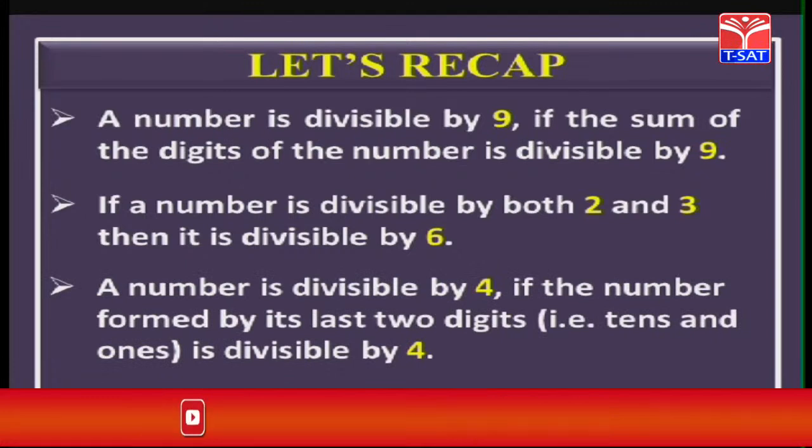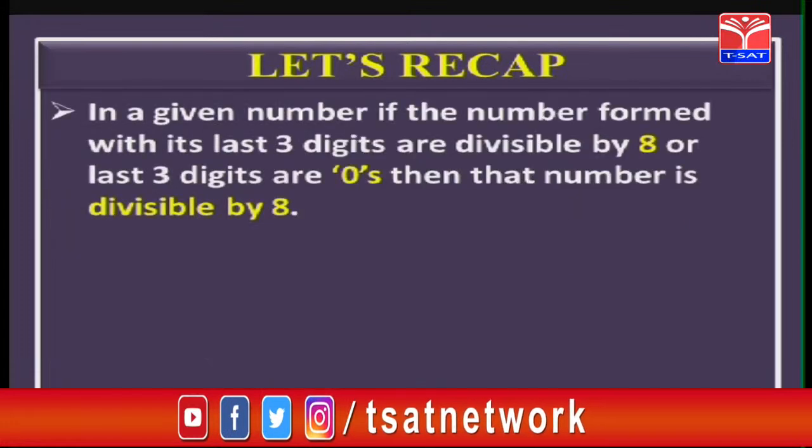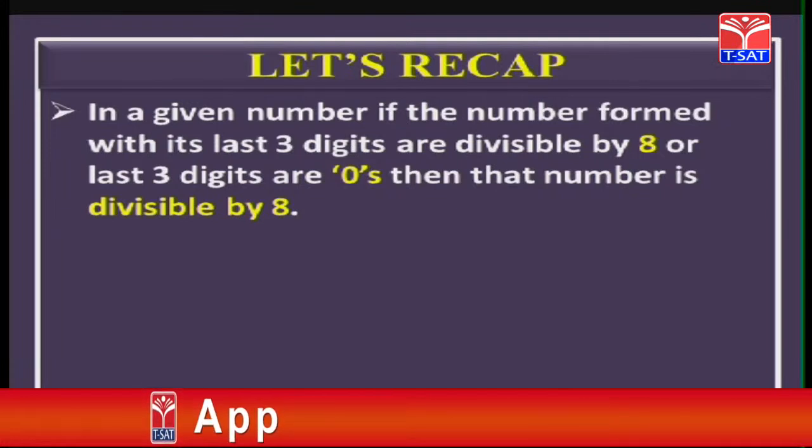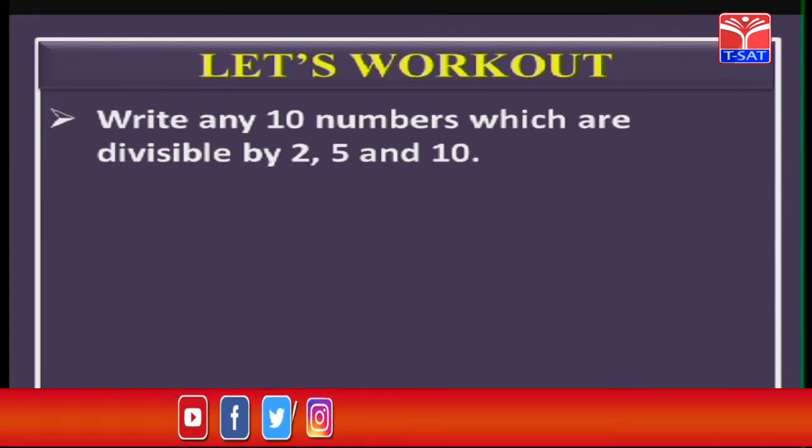A number is divisible by 4 if the number formed by its last 2 digits is divisible by 4. In a given number, if the number formed by its last 3 digits is divisible by 8 or zeros, then the number is divisible by 8. So, before we conclude, children, I would like to give you some assignment to work on at your home and submit to your teacher.